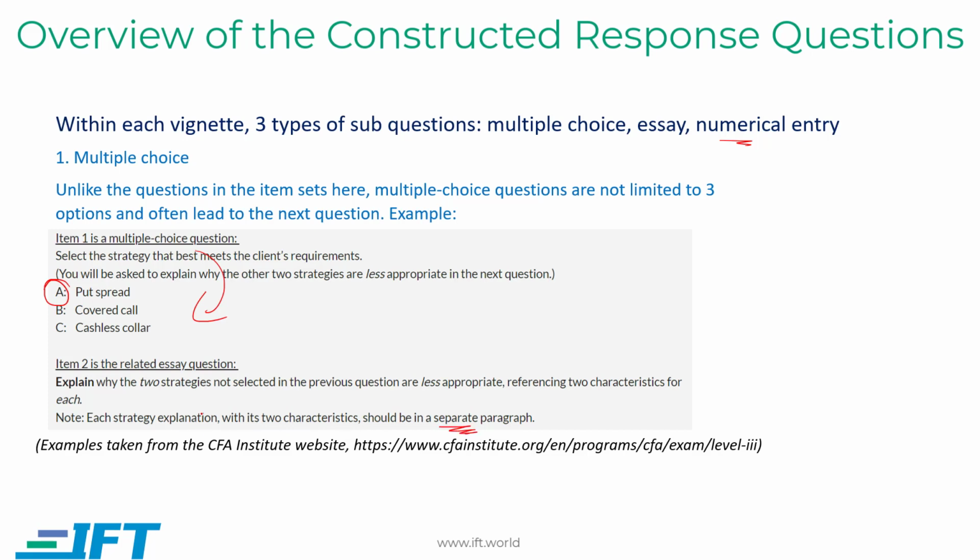So CFA will give you these instructions. The multiple choice leads into another question, which is an essay related question, and the question requires you to jot down the characteristics in separate lines. So make sure that you follow the instructions, make sure that you see the difference between these 2 types of questions, and you are starting each reason or each characteristic in a separate line.